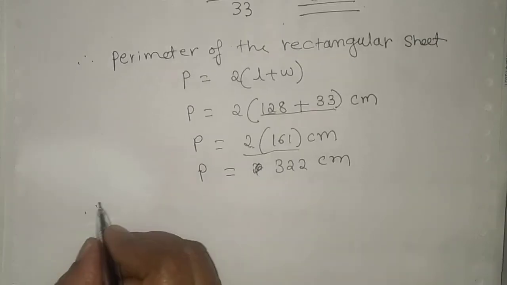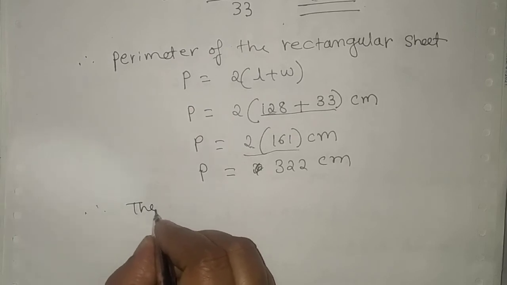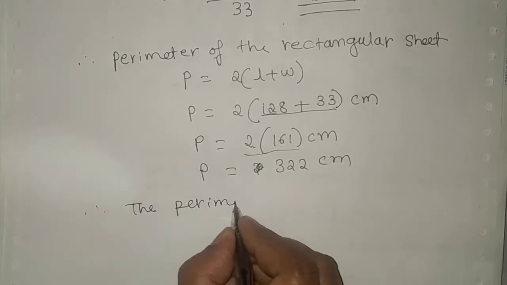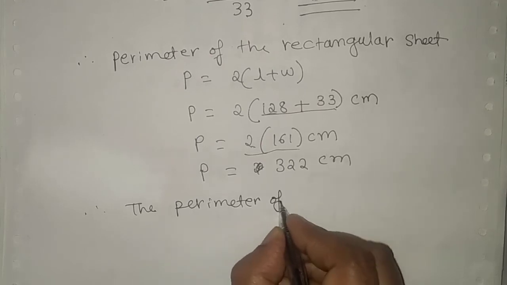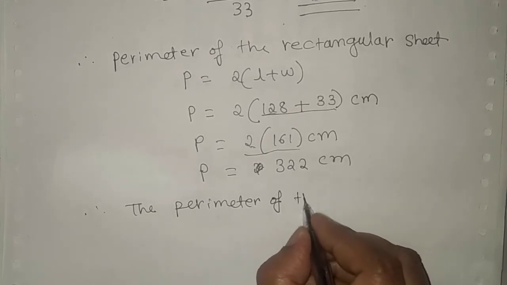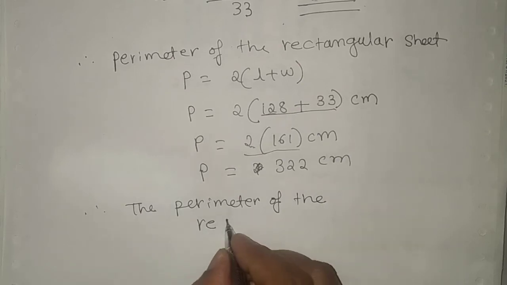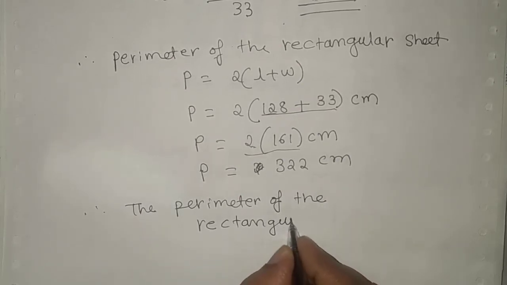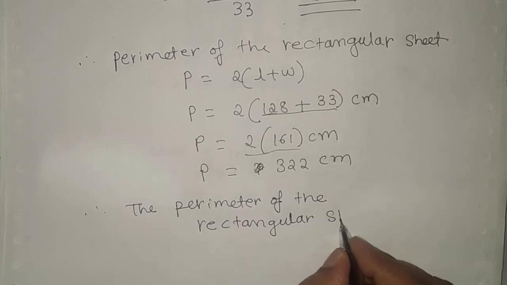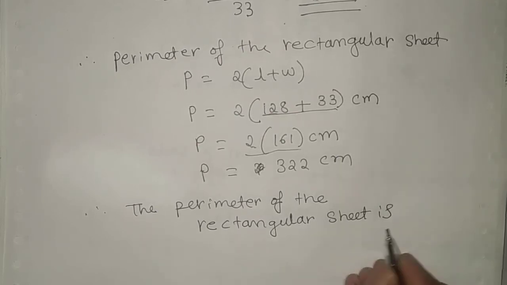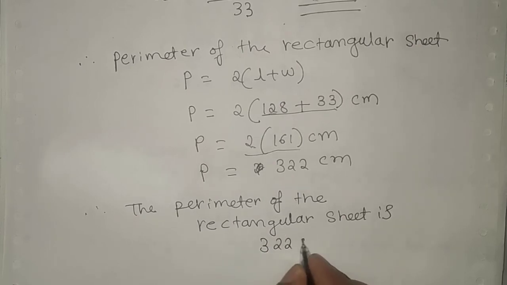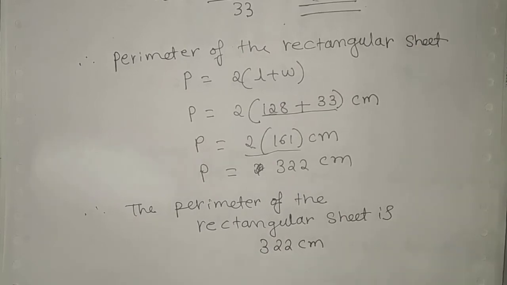Finally, therefore, the perimeter of the rectangular sheet is 322 centimeters. So we found out the length of the rectangular sheet and also the perimeter of the rectangular sheet. So this is the solution for the 8th problem.